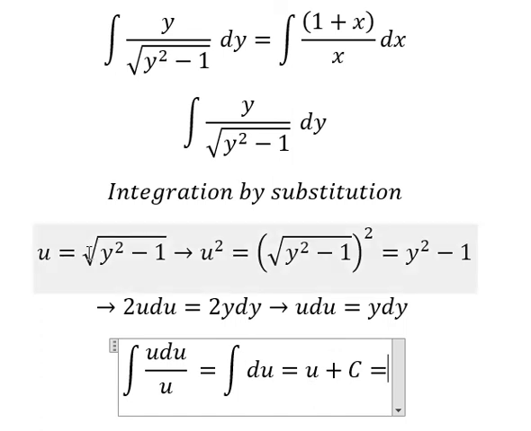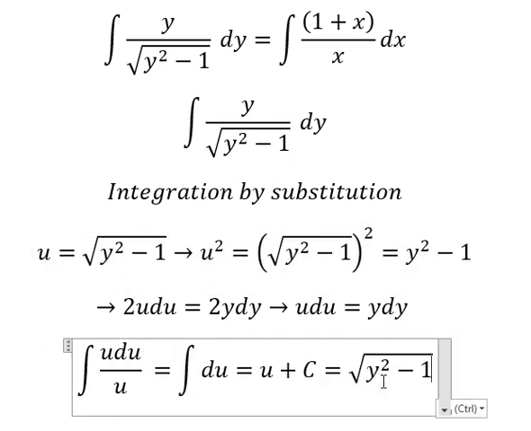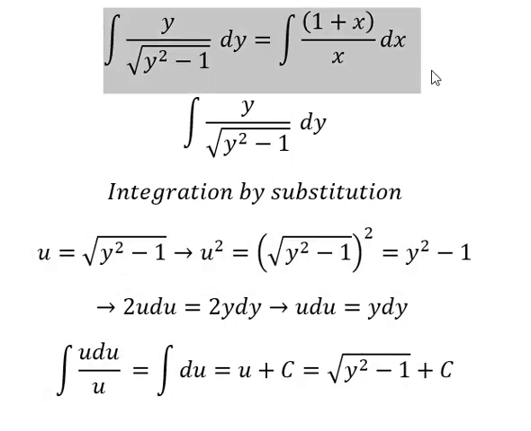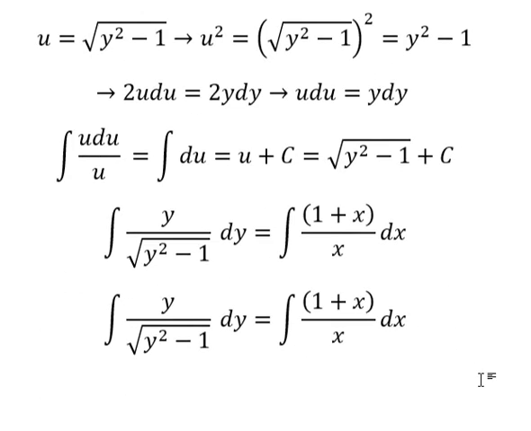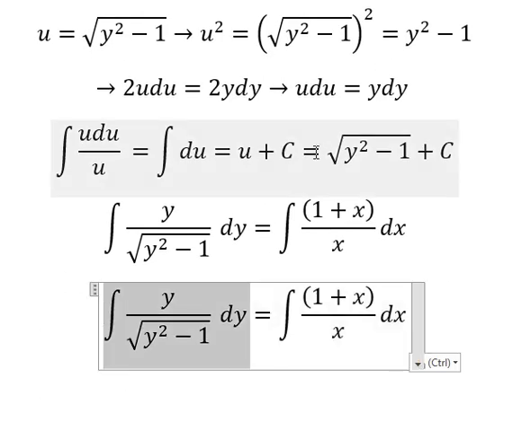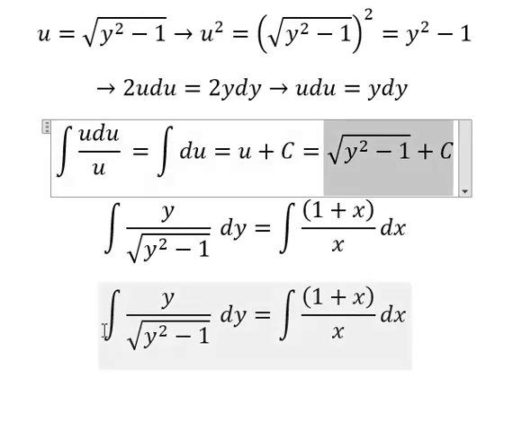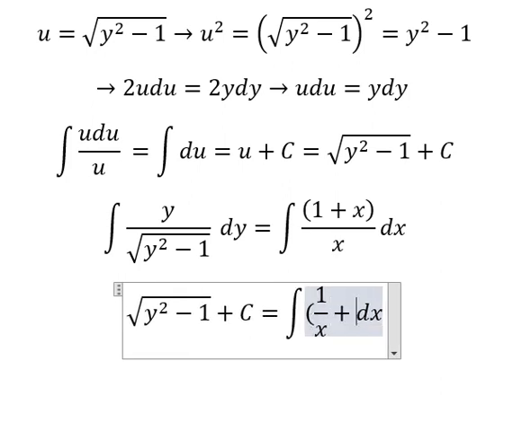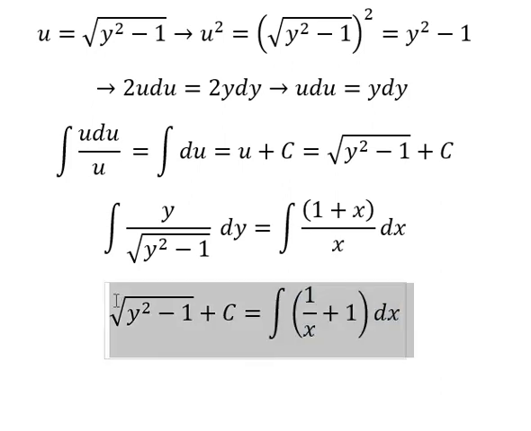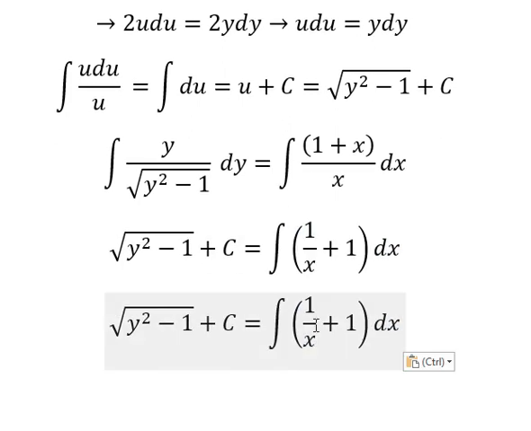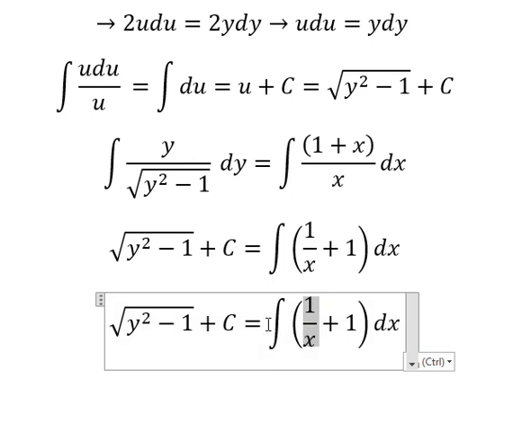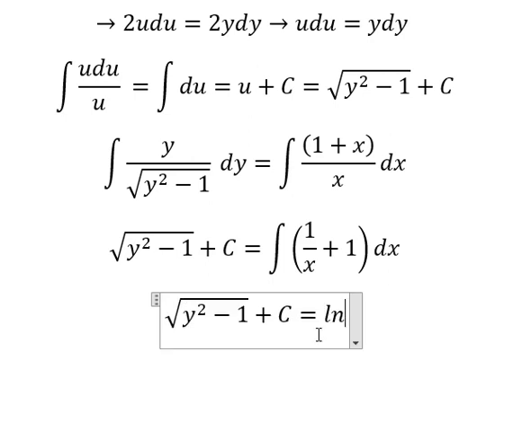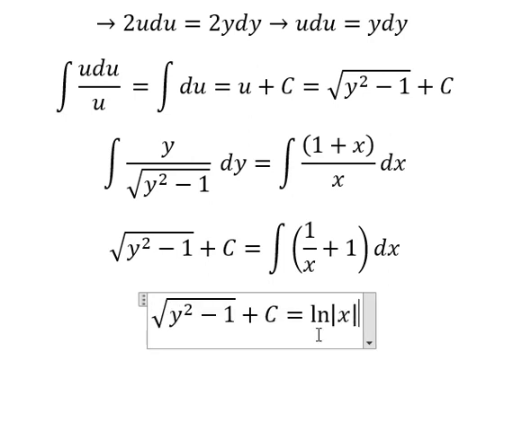About u, that is this one. This one, that is this one. So we have 1 divided by s, s divided by s. The integral of 1 over s, we have ln of the absolute value of s.